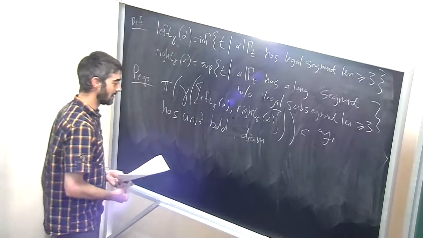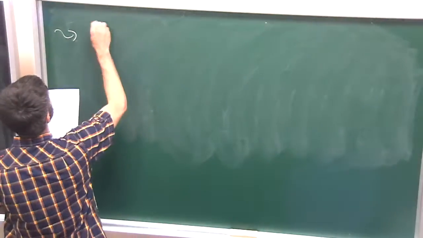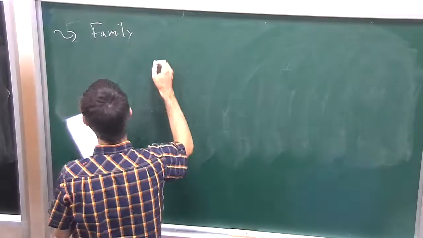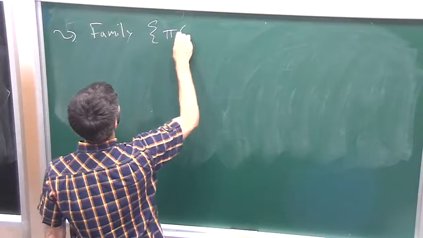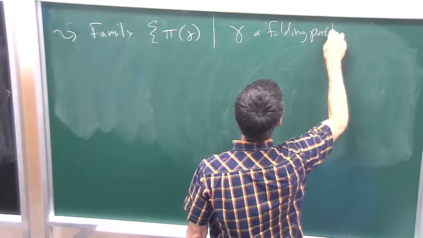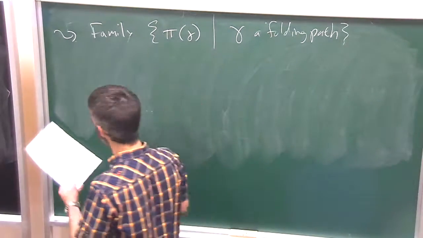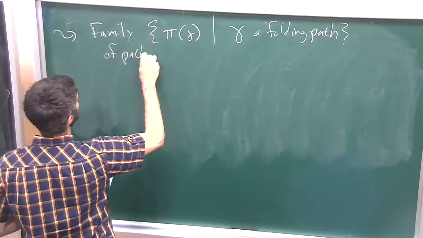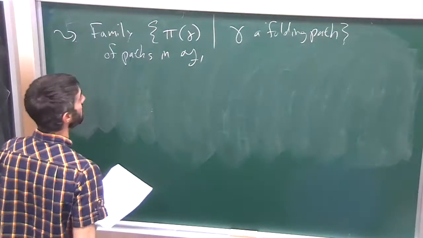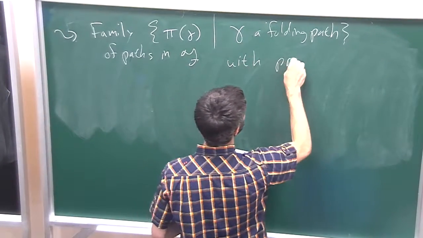OK, what does this give me? That seems like a crazy thing to do. Why would you do that? I don't know. But you did. And what does it give you? So now I could get a family. What is the family? It's the family of these paths. I look at all folding paths, and I look at their projections in the free factor complex, and they come with projections.